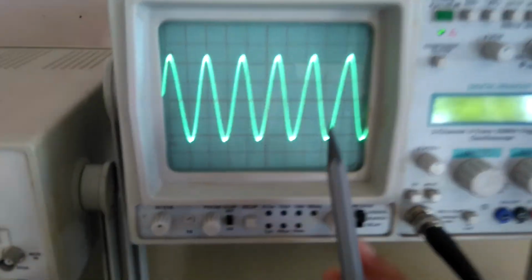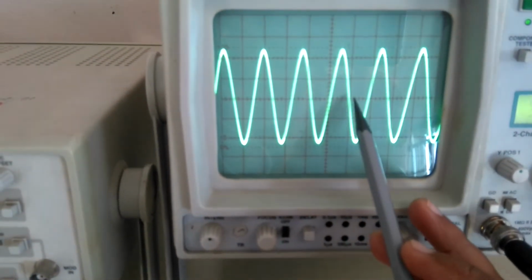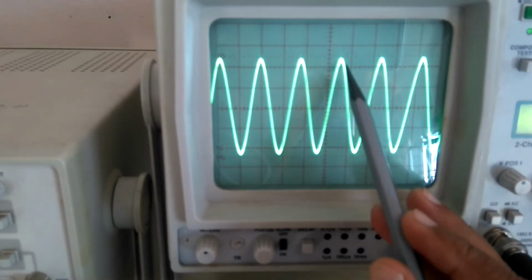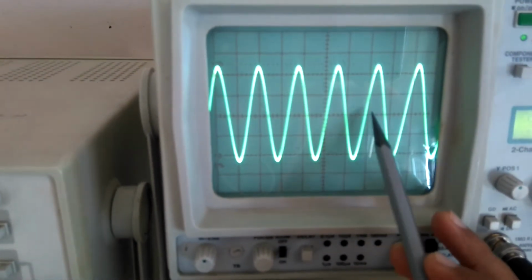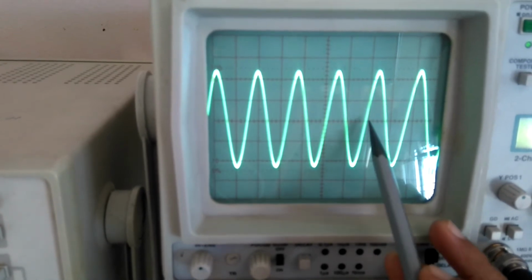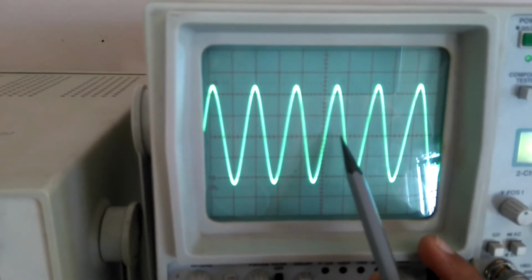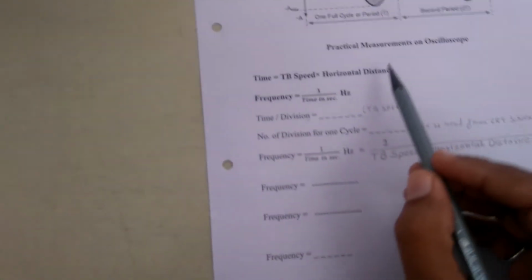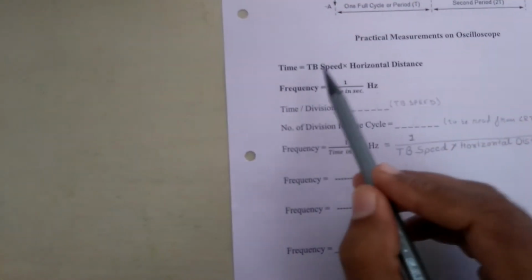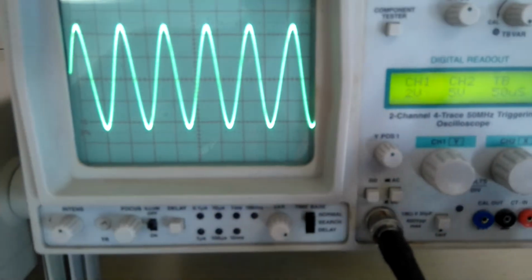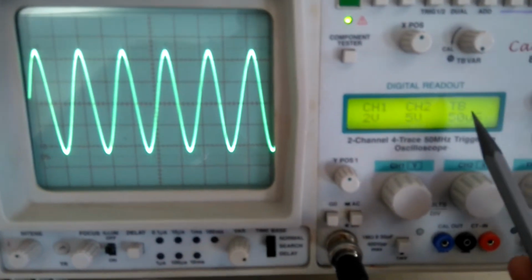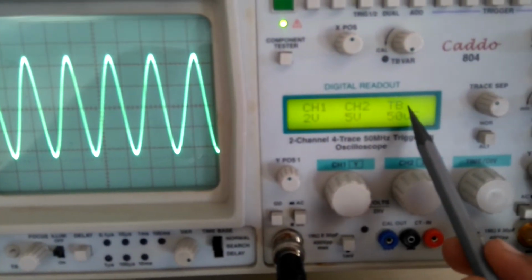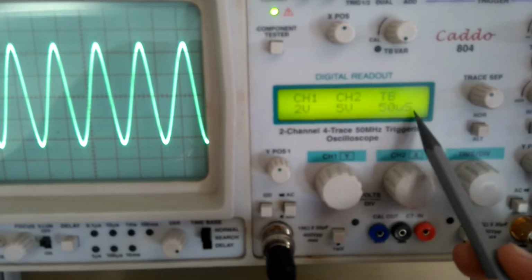So we have to move on to the CRO. This is the CRO, this is the sine waveform, this is the half cycle, and this is the other half cycle. These provide one full cycle. How many horizontal divisions are there for one cycle? This is one division, this is the second division. So the horizontal distance is 2 divisions, and now we have to find the time base speed. We can find it from the CRO. This is the time base, showing 50 microsecond.